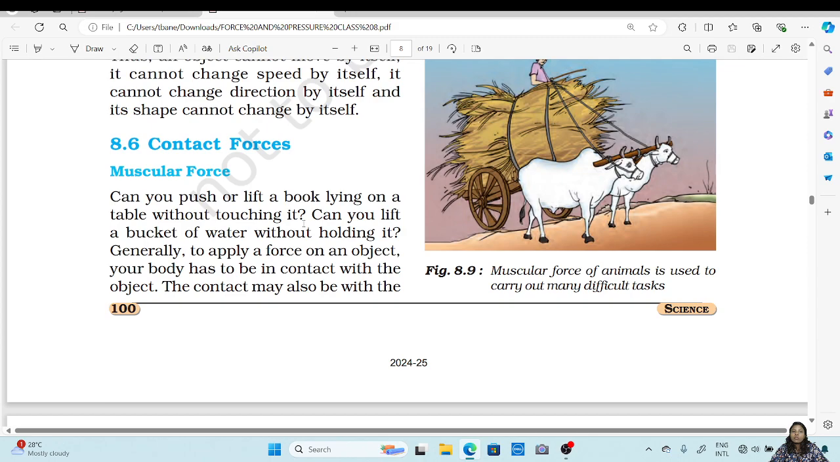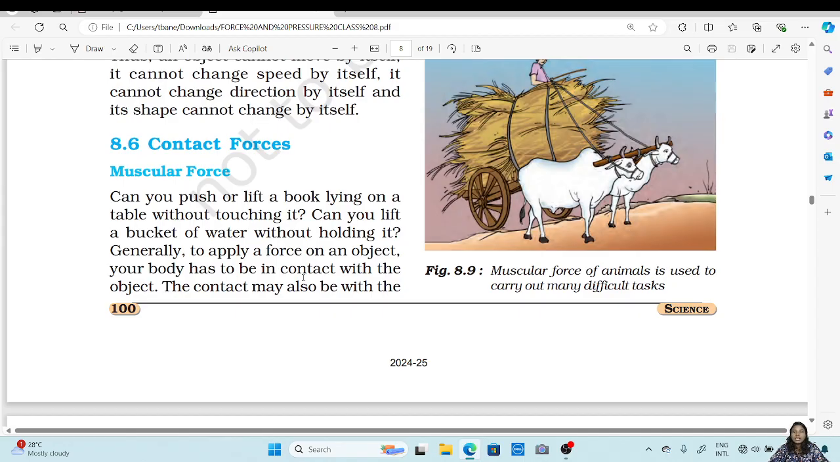What we said previously was that when there's no interaction, nothing moves. There has to be some kind of interaction between me and the book so that the book moves. Otherwise, if I'm not even touching the book and I'm just waiting for it to move, it won't move. I have to apply some kind of contact or force to it. Generally, to apply a force on an object, your body has to be in contact with the object.